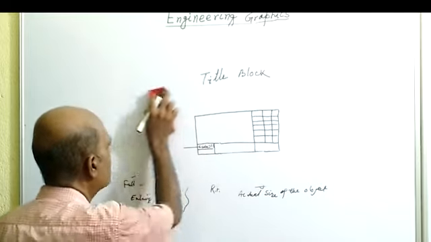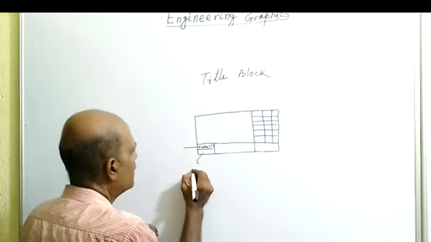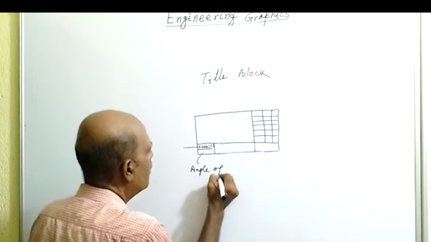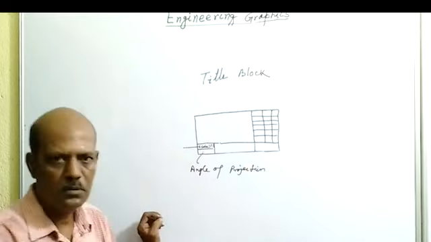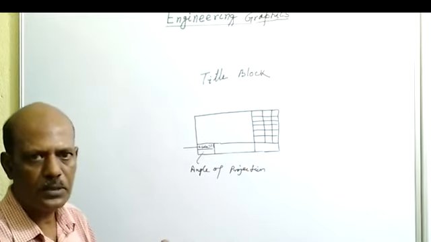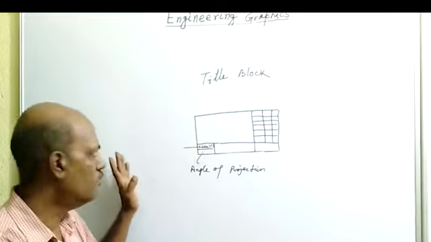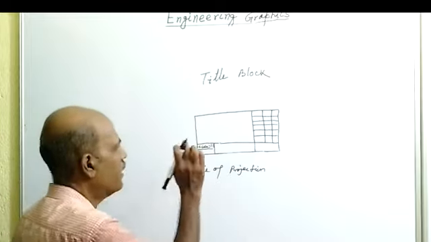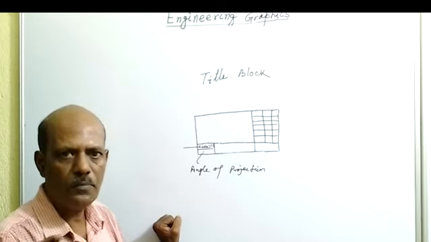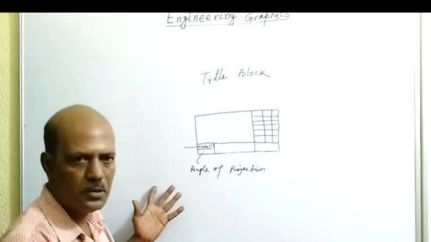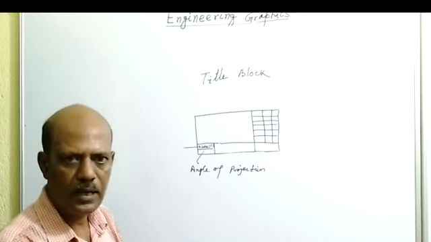It contains the angle of projection. That is, this box contains the angle of projection. In this box, whether first angle projection or third angle projection is used for drawing the object, that information will be here. By seeing this box, we can ensure that the drawing is done by using first angle projection or third angle projection.